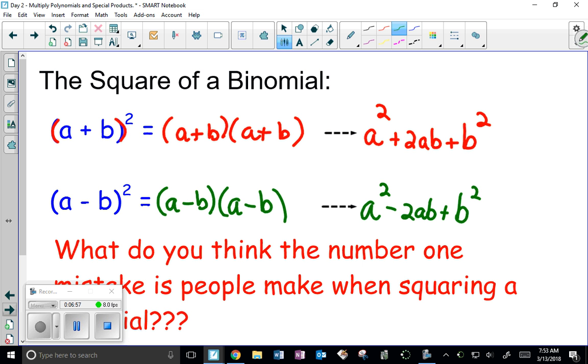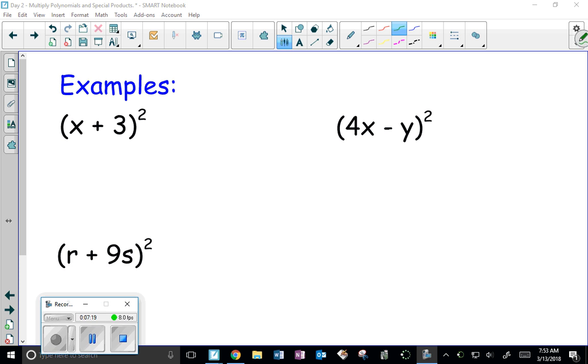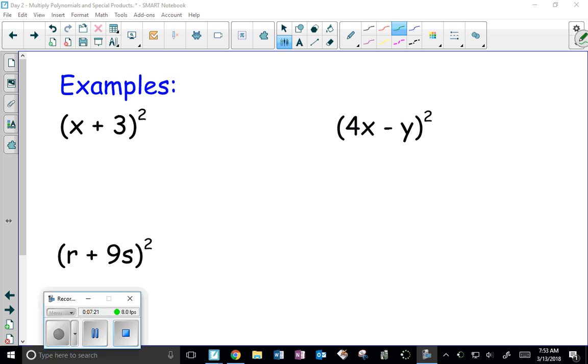So as you might guess, since I've already pointed it out, the number one mistake kids make, well, people in general make, when squaring a binomial is they try to go A squared plus B squared. And then you totally miss the middle term. It just doesn't work. So watch that when you're working those kind of problems. All right, so now that we know those patterns, let's try a few.